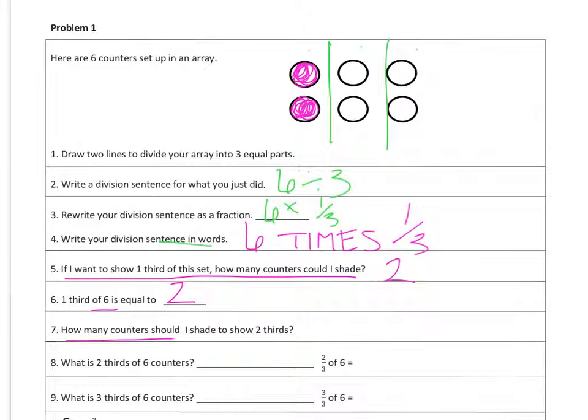How many counters should I shade to show 2/3? If I was doing 2/3, I'd have to shade in this third and this third for a total of 4. So what is 2/3 of 6? 4. 2/3 of 6 equals 4.